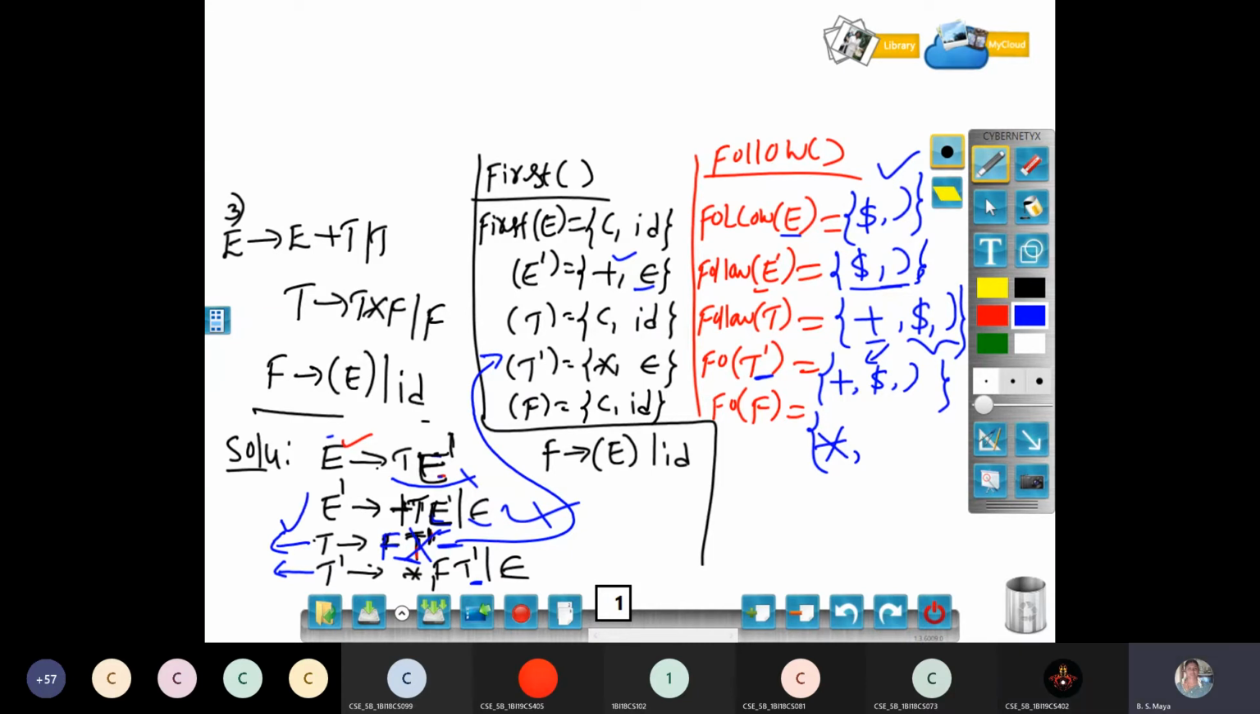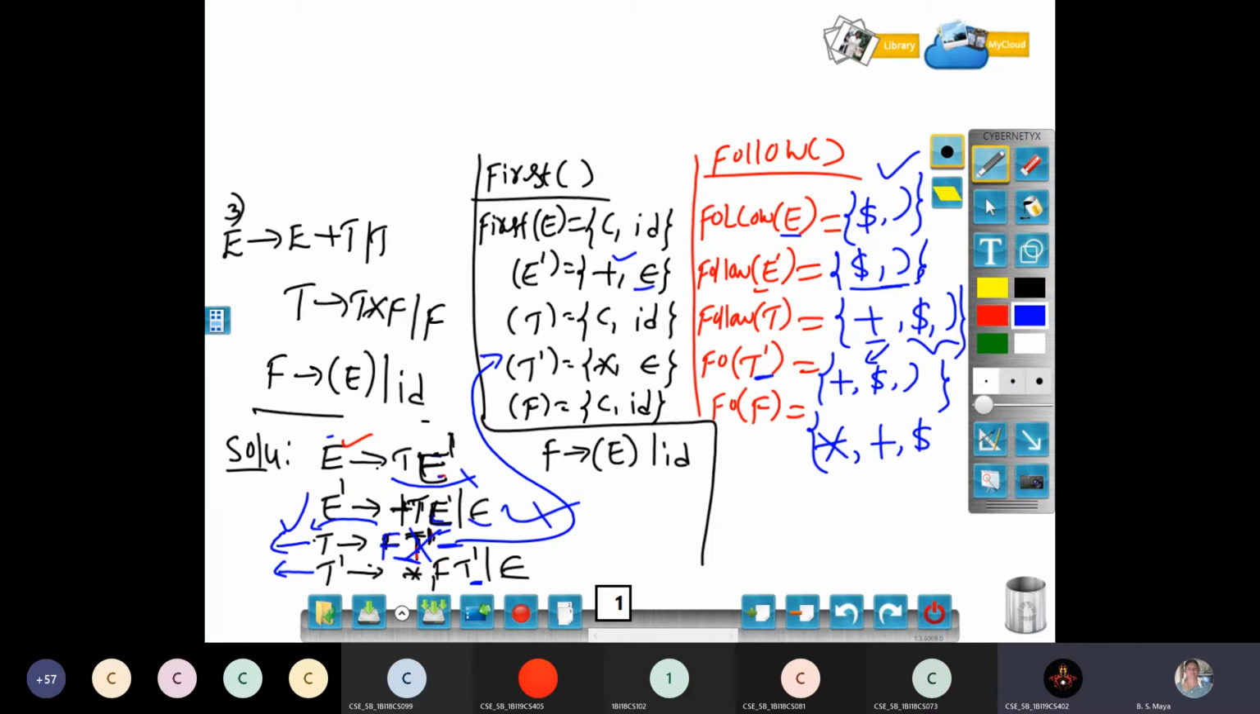Head of the production of follow set of T. What is the head of the production? F derives T dash. T dash has epsilon. If it is epsilon, then I move on to the head of the production of this one. What is the head of the production? T. Can you copy down the follow set of T?